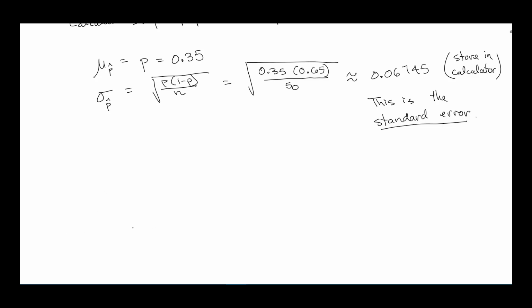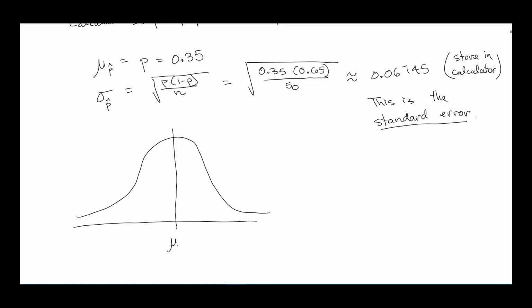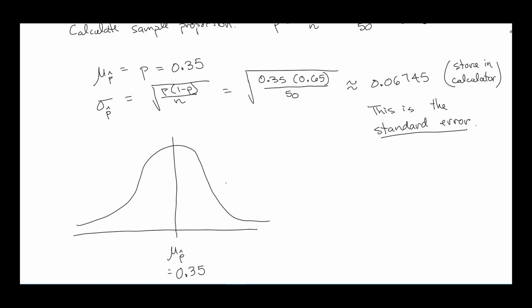Actually, before we calculate our z, let's draw the curve. Okay, so the mu of all the sample proportions, the mu of all the p-hats, is right here. And what is that equal to? 0.35, right? Okay, so my p-hat of 0.4 is going to be to the right of this.